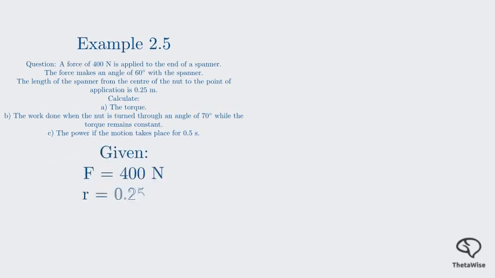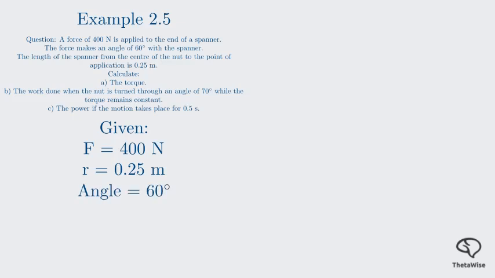First, let's list our given values. The force F is 400 newtons. The distance from the pivot, or radius r, is 0.25 meters, and the angle is 60 degrees. The most important thing to remember when calculating torque is that we need the force perpendicular to the spanner. We cannot use the full 400 newtons. Let's draw this. Here is the spanner. Here is the total force, F, at 60 degrees.